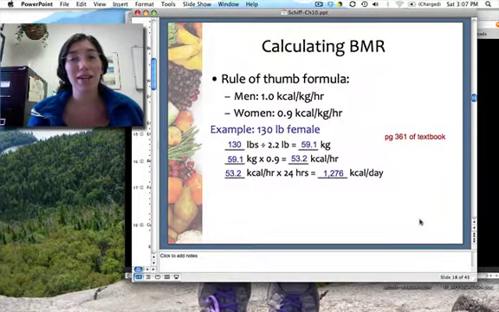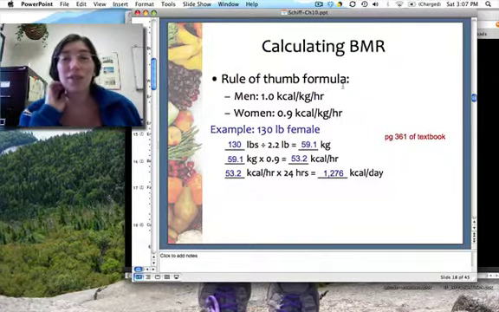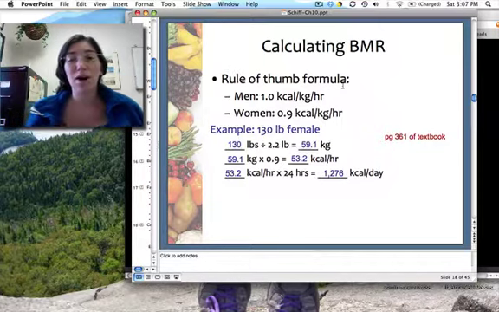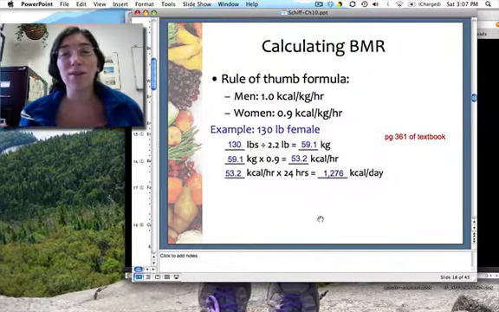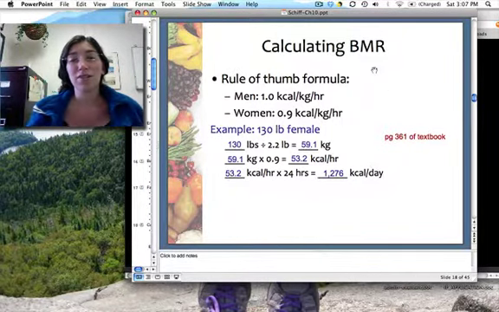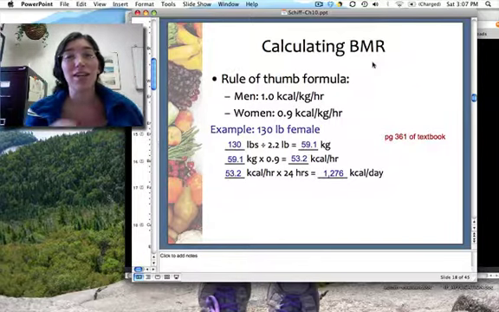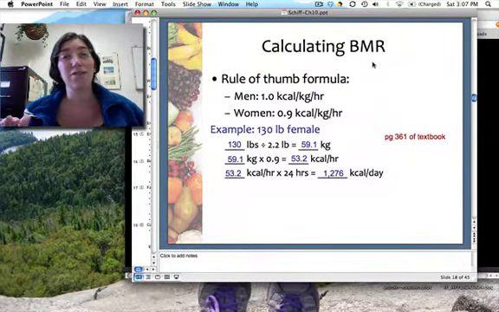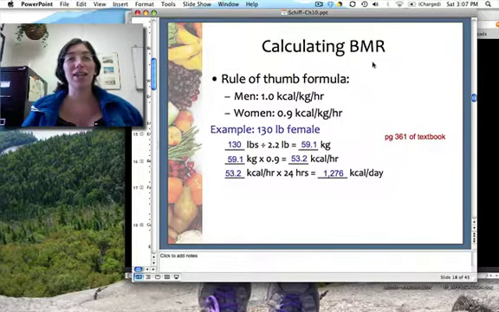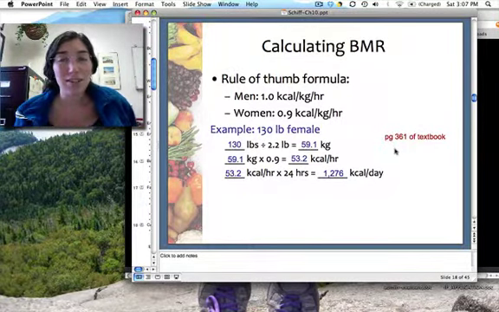So how do we calculate our BMR? Well, the book walks us through it, and you don't have to know this for the test. I'm just walking you through the math in case you want to calculate yours for yourself. I also wanted to use it so that you can see really how many calories you need just for your basal metabolism, just to keep your body functioning, even if you are not eating and laying stock still. So this is all on page 361 of your textbook.